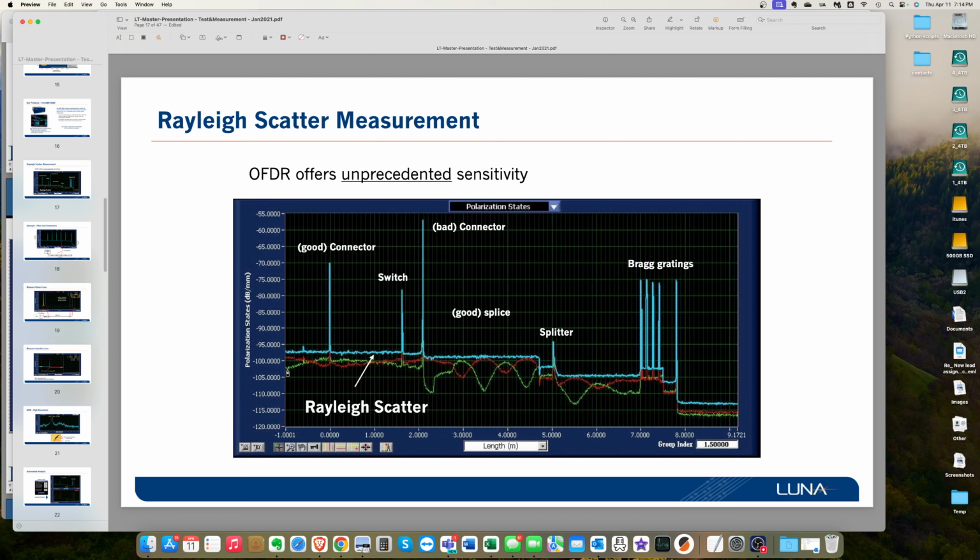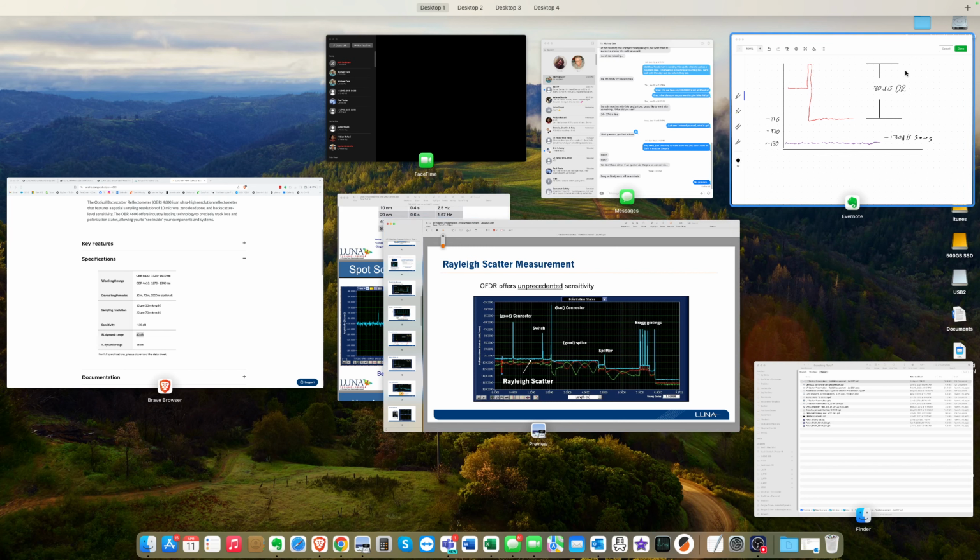The important thing to notice is these numbers here. What we're looking at right here is the backscatter of the fiber as we go through. It's dropping and dropping and dropping. The question becomes, how close can we get to the noise floor of the unit before we run out of space to measure things like this loss here? Let me pop over to a drawing.